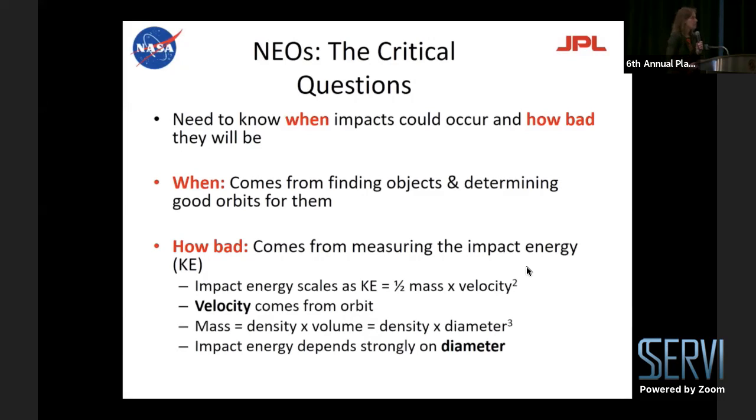And then of course we also want to get information on spin state, rotation properties, shapes, multiplicity, porosity, all these other ancillary products, but we can't get those until we find the objects and have something basic that we can say about which ones are important for further follow-up.